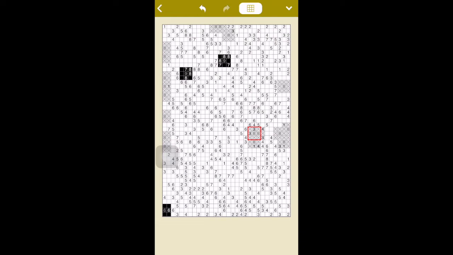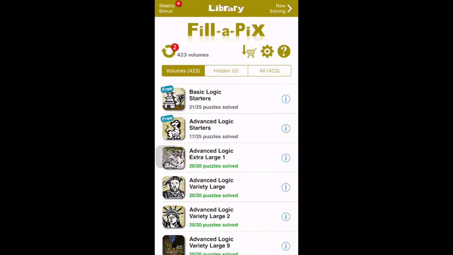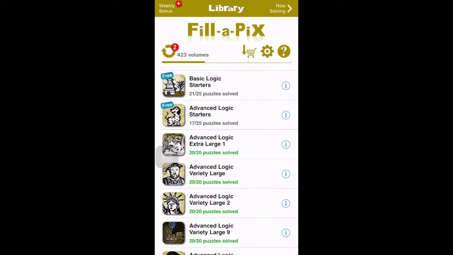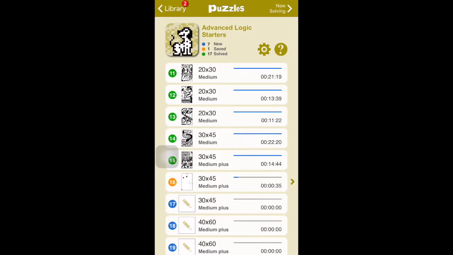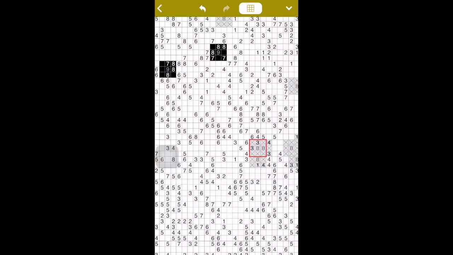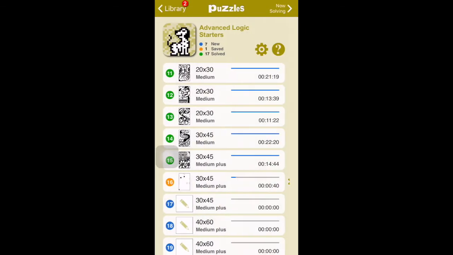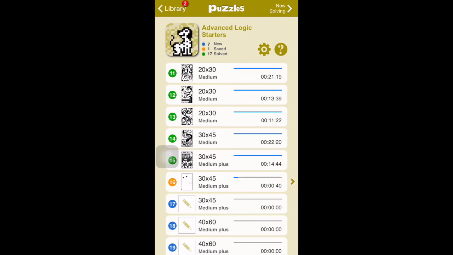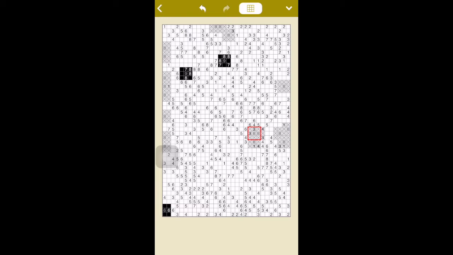Today I'm going to redo the last puzzle that I did in my last video, which is in the second pack from the top, Advanced Logic Starters, and it was puzzle number 16. I did it without any interruptions, as per my viewer's request. But as I was doing it, I didn't realize how difficult this actually was. I think it was probably the most difficult out of the previous 15 here. So I'm going to do it again with explanation.